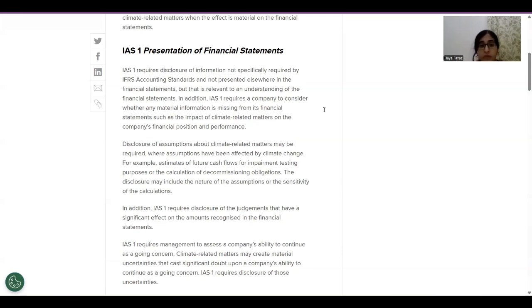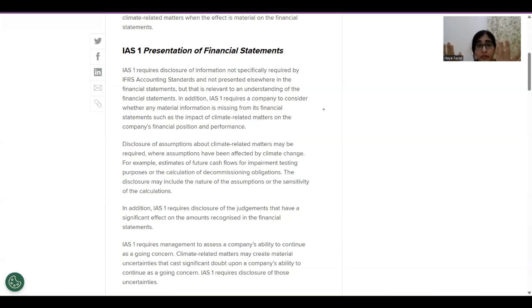So, disclosure of assumptions about climate. What are the assumptions? Maybe in climate-related disclosures, you didn't specifically mention the assumptions. You mentioned more about the market-related factors that affected this, or how it has performed against the market in the context of the target. So you mentioned the strategies, but you didn't mention the assumptions, the financial part probably.